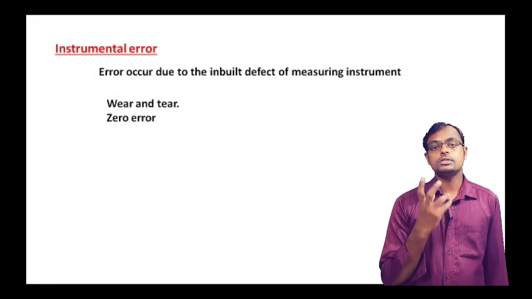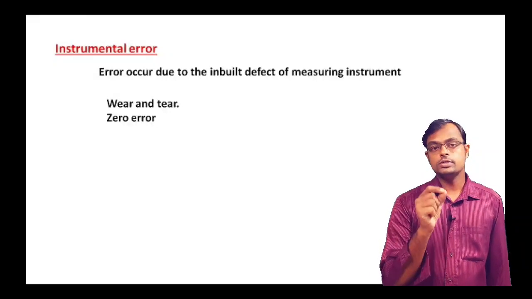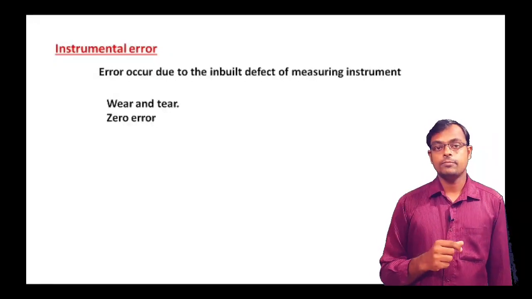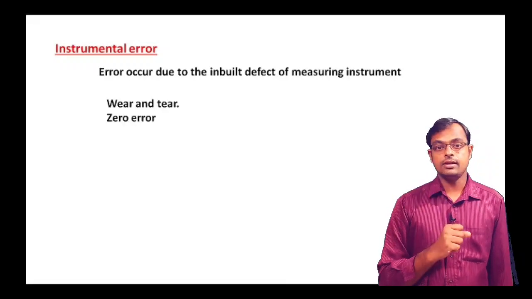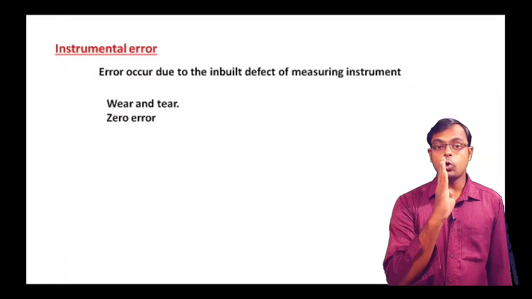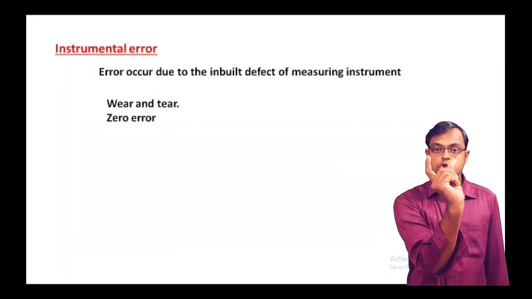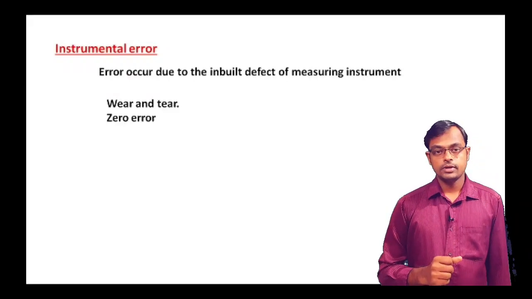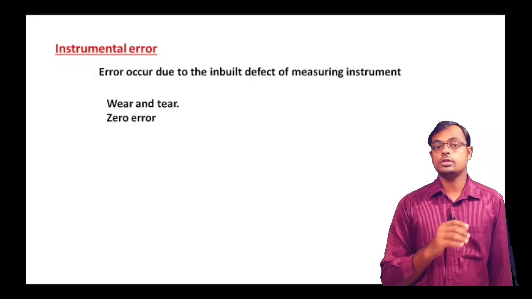Another error is called zero error. One of the important errors is zero error. While we are using a vernier caliper, the zero of the main scale and the zero of the vernier scale must coincide when no object is kept between the jaws, right? So if both coincide, we can say that there is no error.